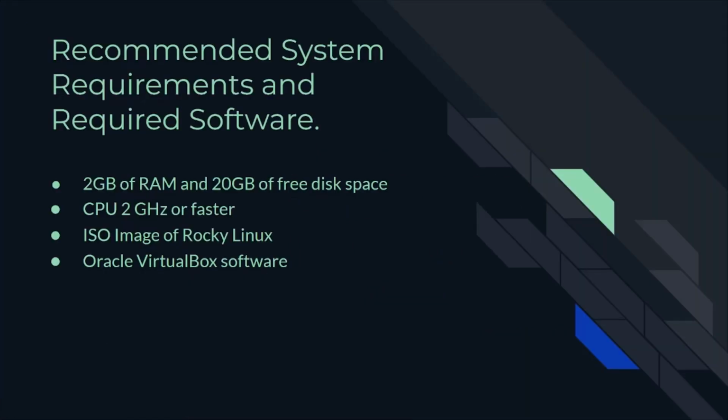For this tutorial, you're going to need the recommended system requirements and required software. You'll need 2 gigs of RAM and 2 gigs of free disk space, along with a CPU 2 GHz or faster, an ISO image of Rocky Linux, and finally, Oracle VirtualBox software.